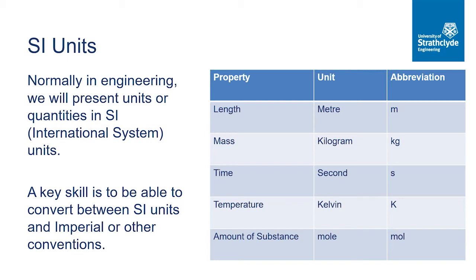And here we have the 5 physical properties that the SI units define and from which all other units are derived. So, we have length, which is measured in the unit of meters, given the abbreviation m. Mass, unit of kilogram, kg. Time, seconds, given the abbreviation s. Temperature, kelvin, abbreviation K. And amount of substance, mole, given the abbreviation mol, or mole.